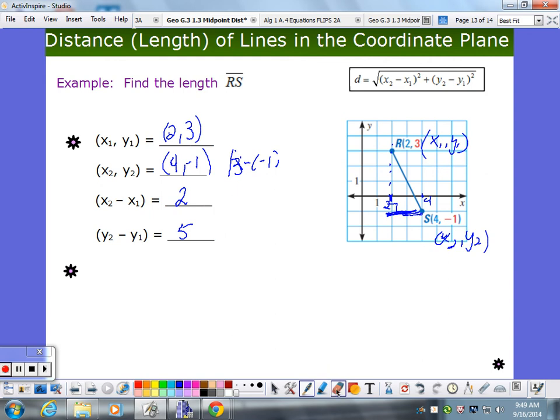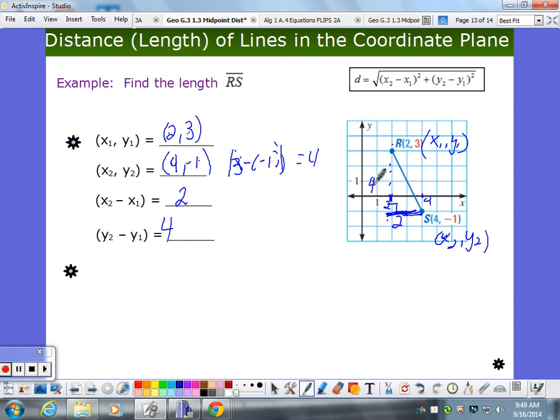I got myself confused. It was 4. Right? Because it's the difference between here. Sorry about that. I don't know where that came from. So we've got a 2 and a 4. That's this, and that's this. 1, 2, 3, 4, 1, 2.